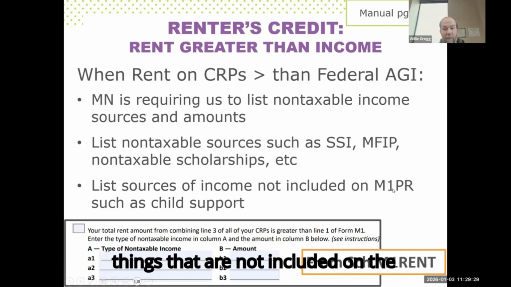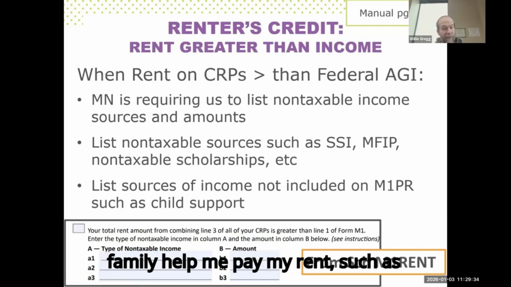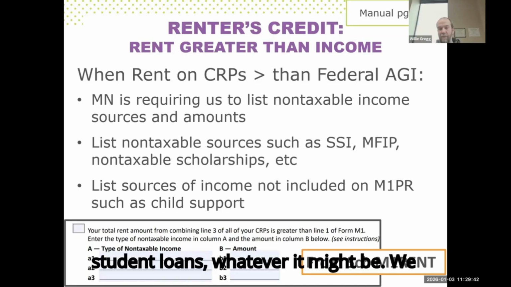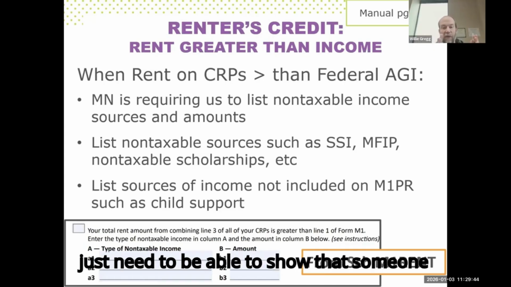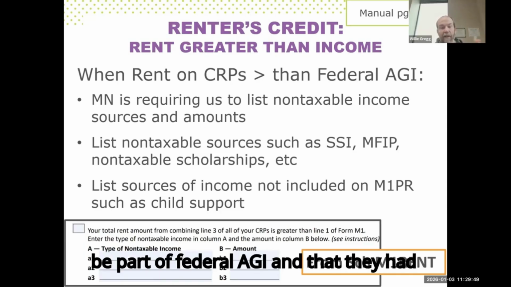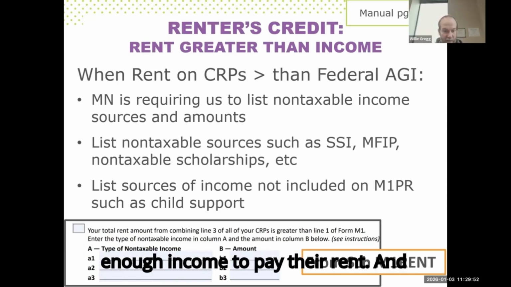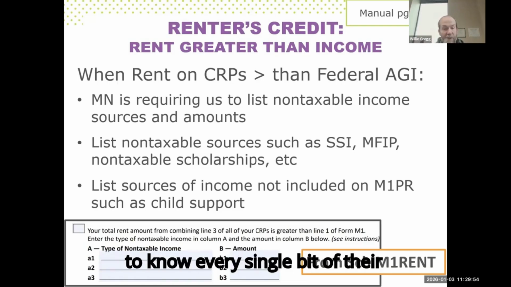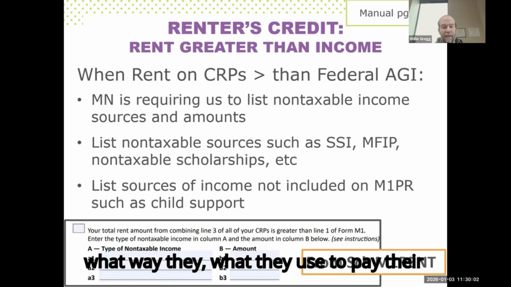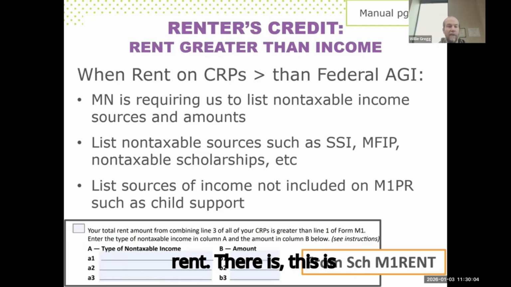things that are not included on the property tax refund, such as child support, friends and family help me pay my rent, savings, student loans, whatever it might be. We just need to be able to show that someone had some type of income that should not be part of federal AGI and that they had enough income to pay their rent. And that's the ultimate goal. We don't need to know every single bit of their situation, just enough of having income that helped them or what they use to pay their rent.